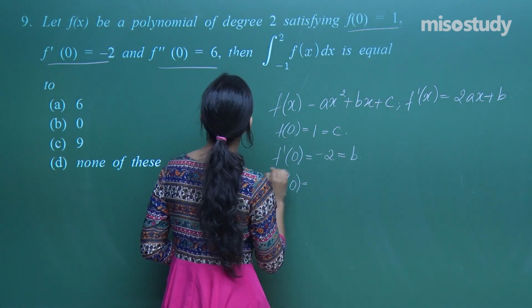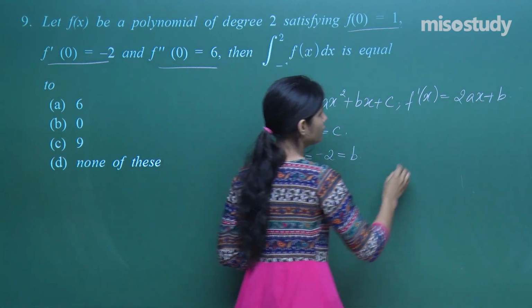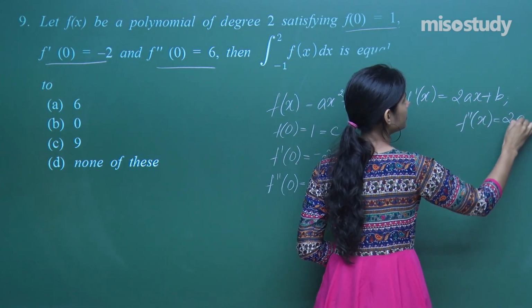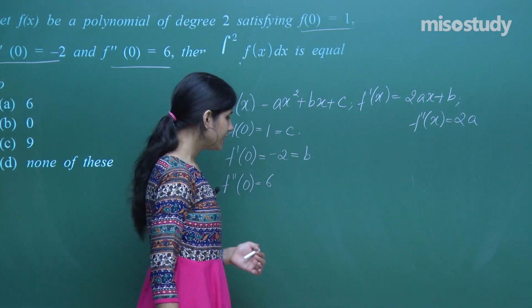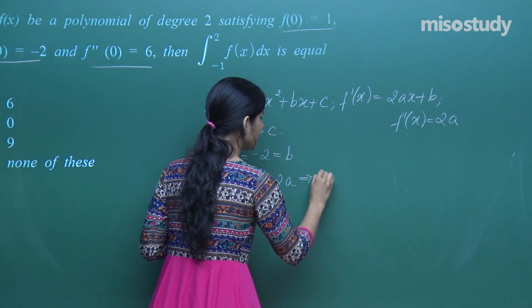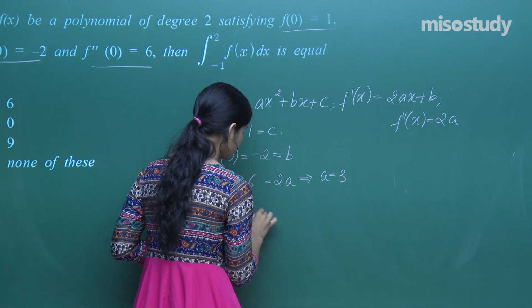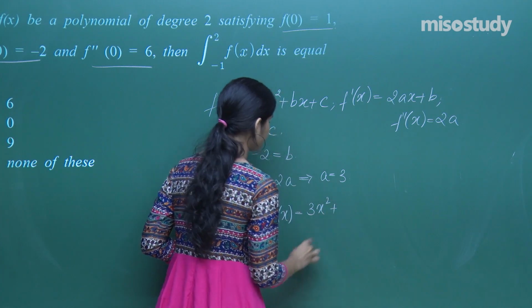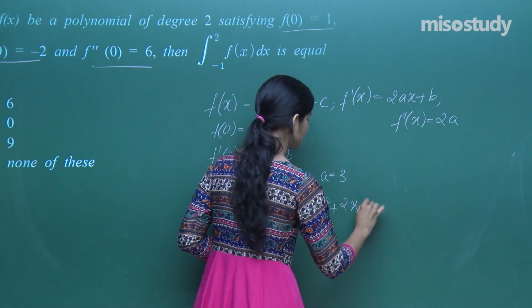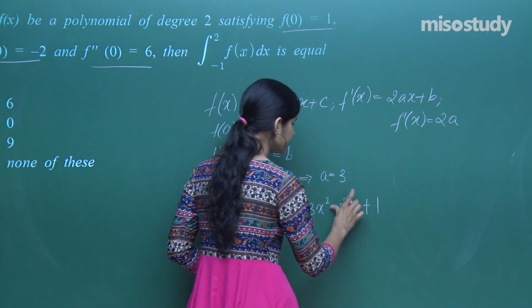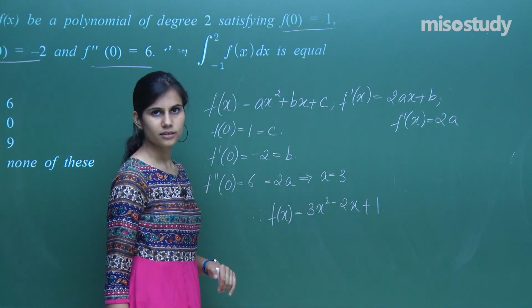f double dash 0 it is saying is 6. What is f double dash x? It is 2a. f double dash 0 is 6, that means 2a is 6, which implies a is 3. So you have f(x) very easily coming out to be 3x square minus 2x plus 1, because a is 3, b is minus 2 and c is 1.